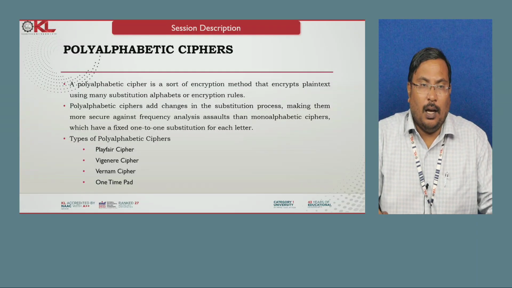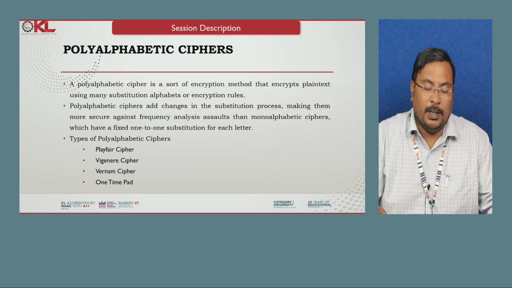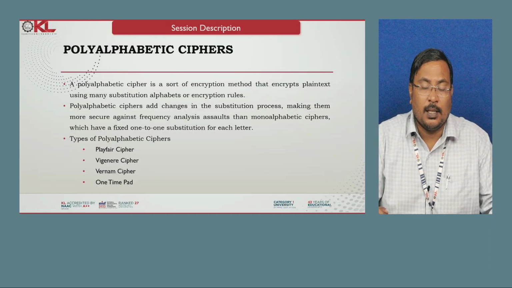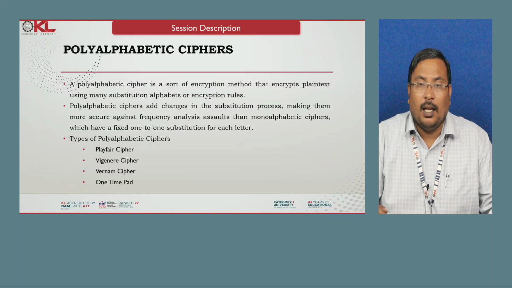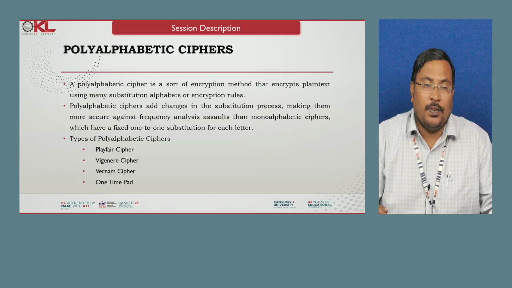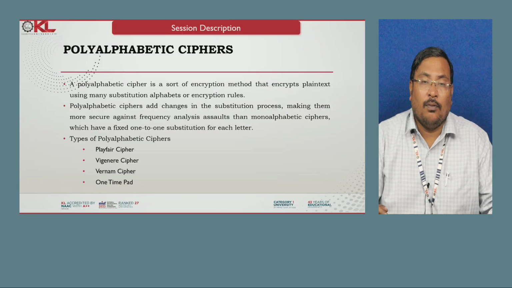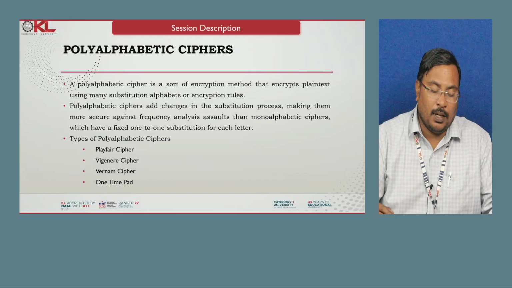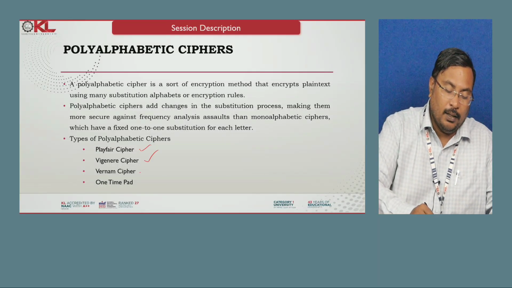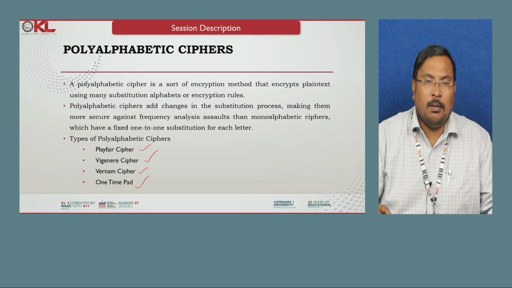So polyalphabetic ciphers. A polyalphabetic cipher is a sort of encryption method that encrypts plain text by using many substitution alphabets or many encryption rules. Polyalphabetic ciphers add changes in the substitution process, making them more secure against frequency analysis. Monoalphabetic ciphers have a fixed one-to-one substitution for each letter. So we have Playfair, Vigenere, Vernam, and one-time pad.